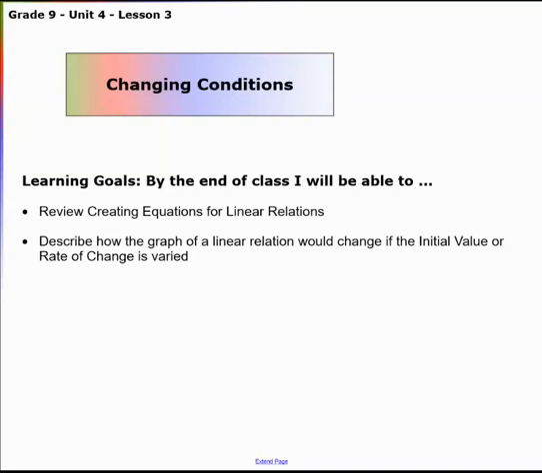We're in unit 4, linear relations, and lesson 3, talking about changing conditions, how some things in our graphs may change and what that means to how they're going to look and how we can draw them. By the end of this class, we'll review creating equations for linear relations. We'll describe the graph of linear relations, how it would change with the initial value or the rate of change being varied or changing.